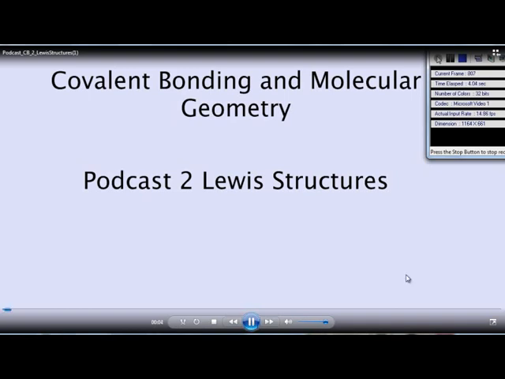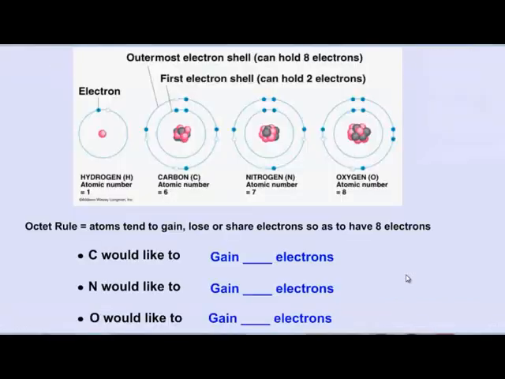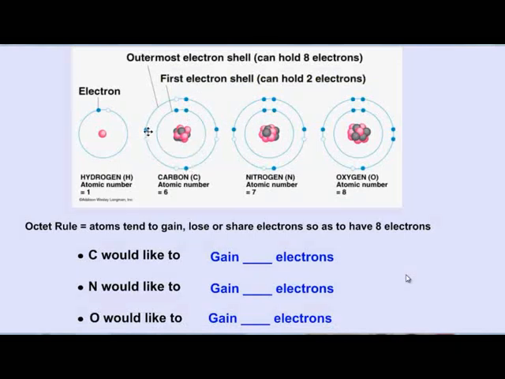Today we're going to look at Lewis structures, which we talked a little bit about last time, but you're going to learn how to actually create them yourself this time. Okay, so we're going to start by identifying how many electrons atoms need to gain in order to become noble gas-like or have a full octet. So if we look at carbon here, carbon has 1, 2, 3, 4 electrons. It needs to gain 1, 2, 3, 4.